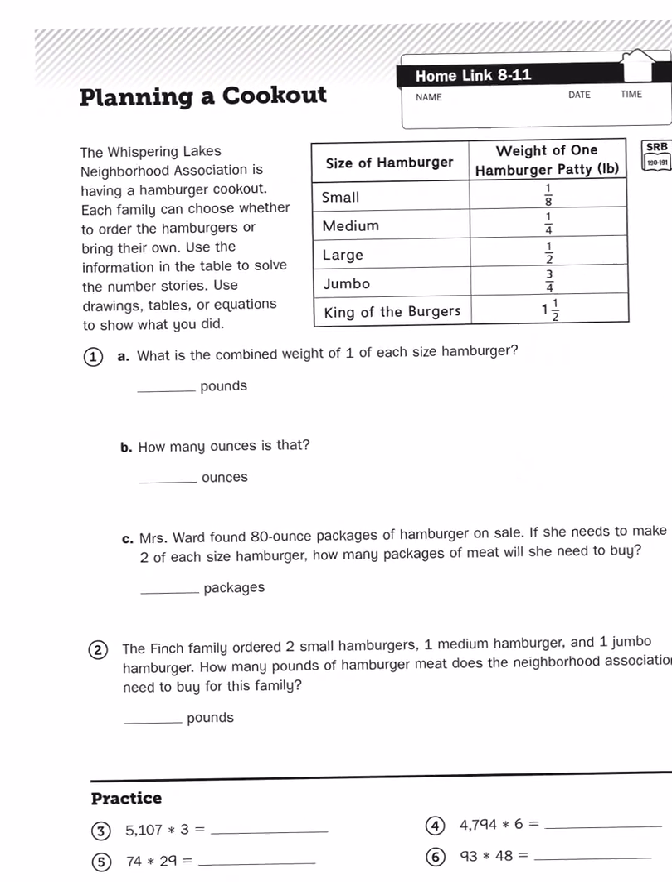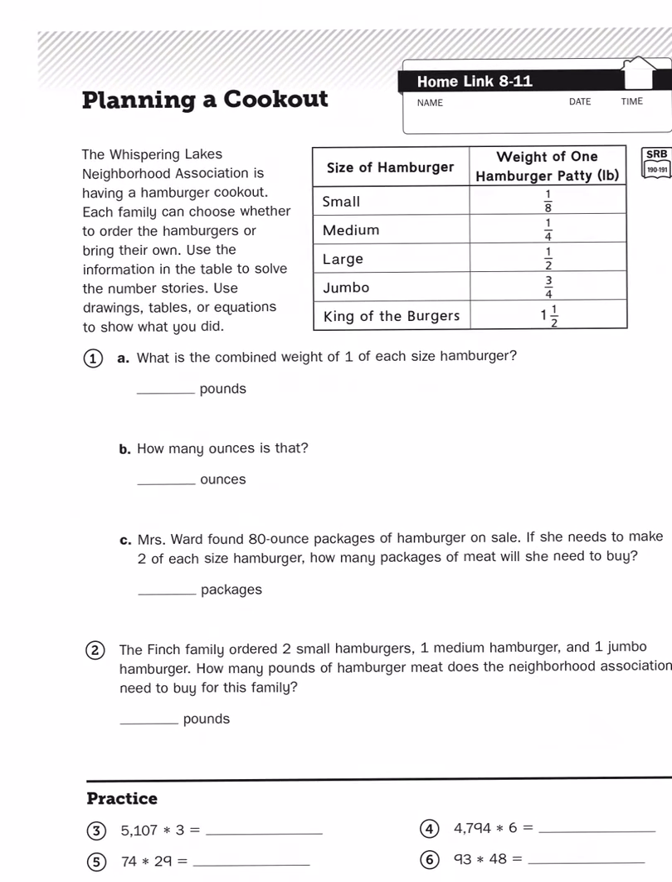It says, the Whispering Lakes Neighborhood Association is having a hamburger cookout. Each family can choose whether to order the hamburgers or bring their own. Use the information in the table to solve the number stories. Use drawings, tables, or equations to show what you did. So problem 1A asks us to find the combined weight of one of each size hamburger.